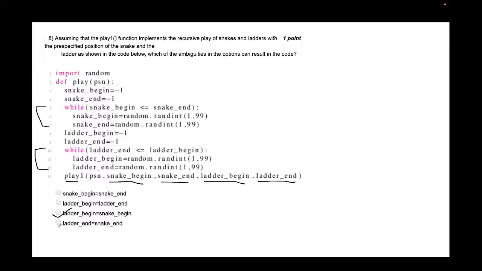There is nothing harmful over here. Even if the ladder end is equal to the snake beginning, so you're on the top of the ladder and at the snake's position, this does nothing. We can just carry on playing. So this is not an ambiguity. All three other options are not ambiguities, except the third option. Okay.